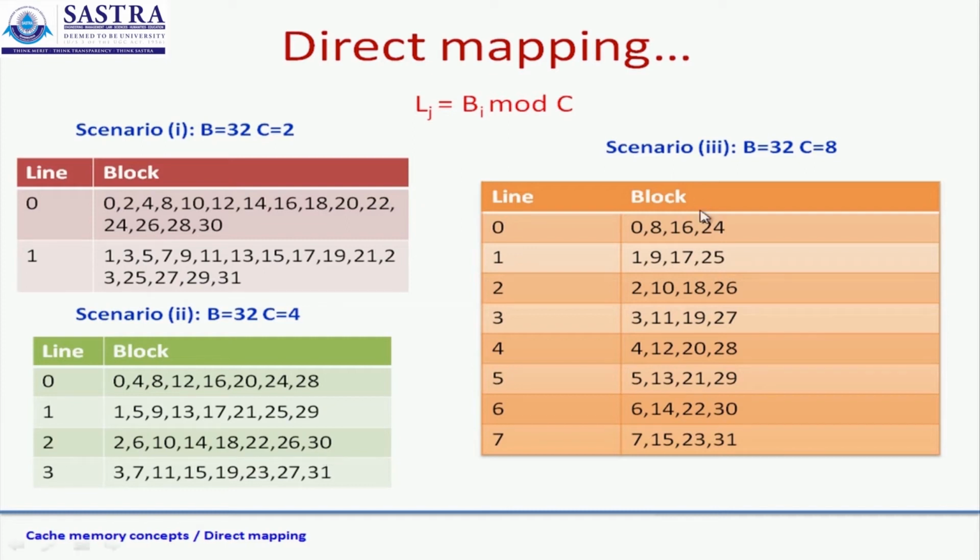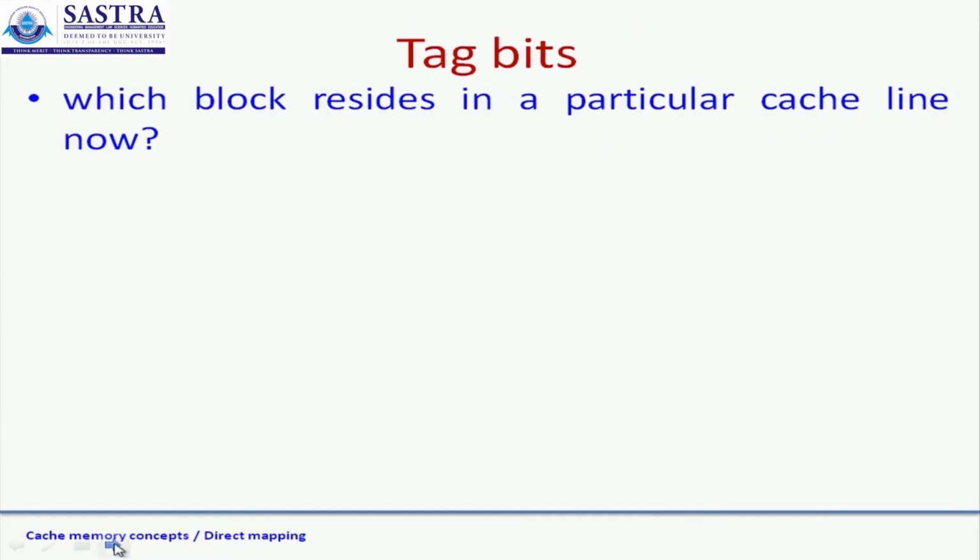Similarly, you see all three scenarios. In each and every scenario, multiple blocks can be mapped on a single line. So we should know which block resides on the particular cache line now. How can we know that? The solution is tag bits.